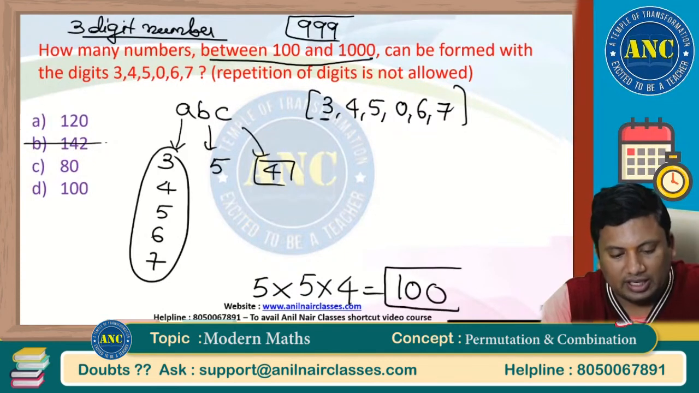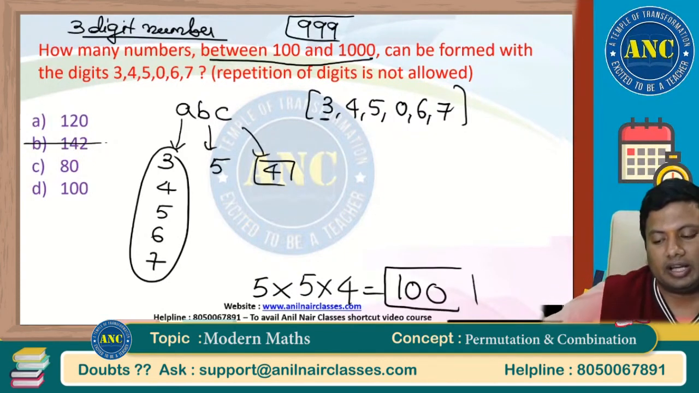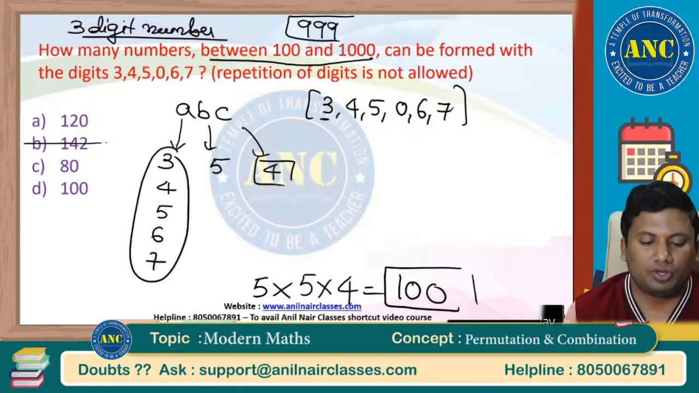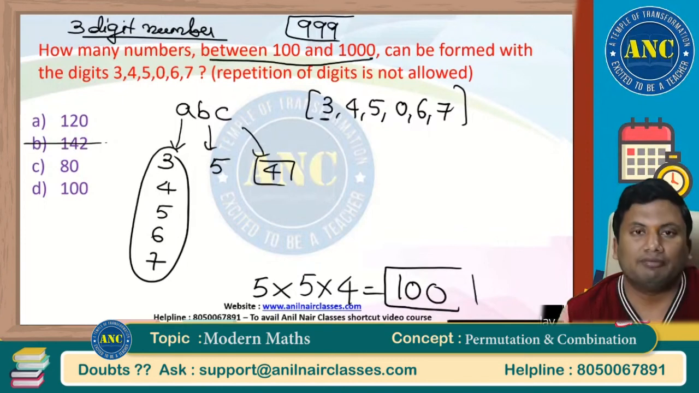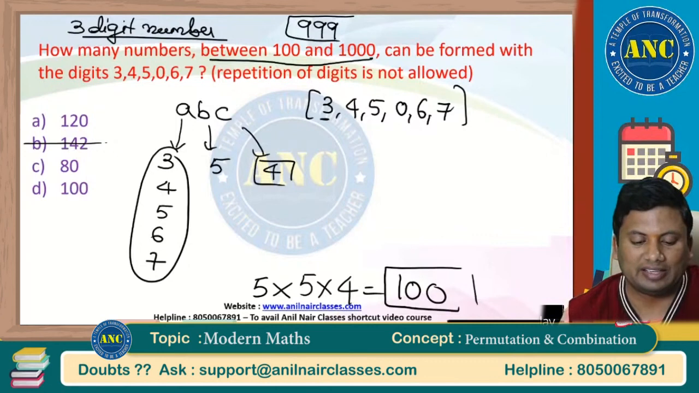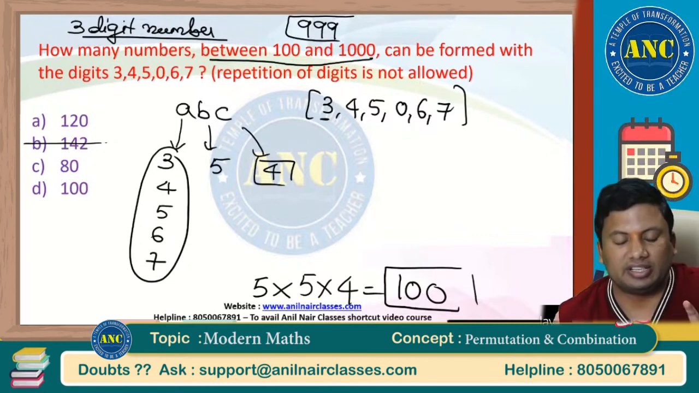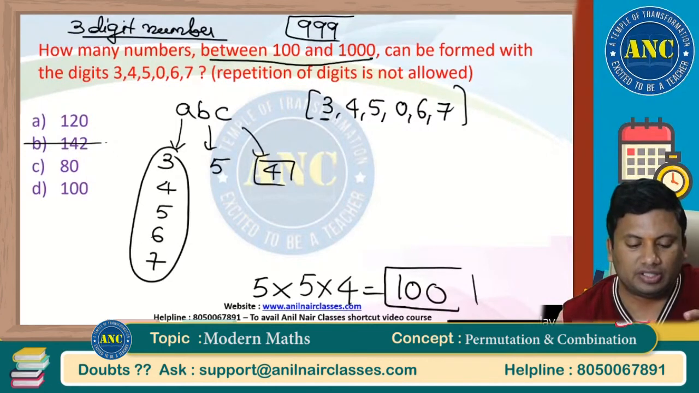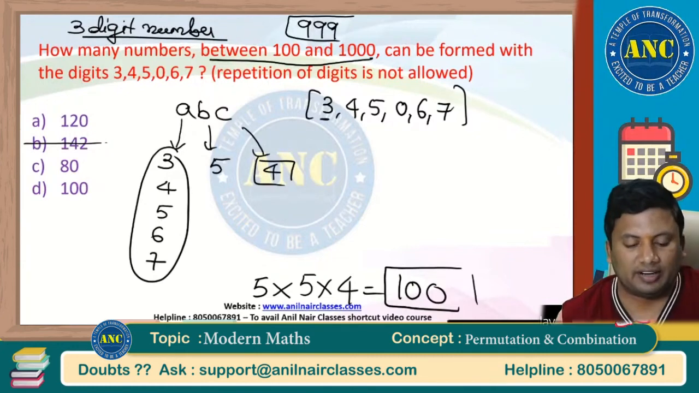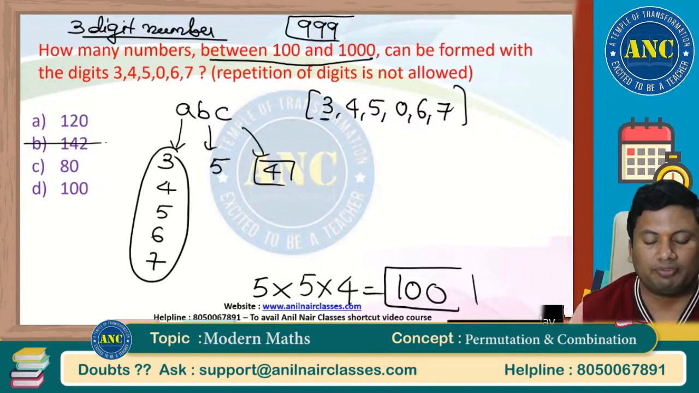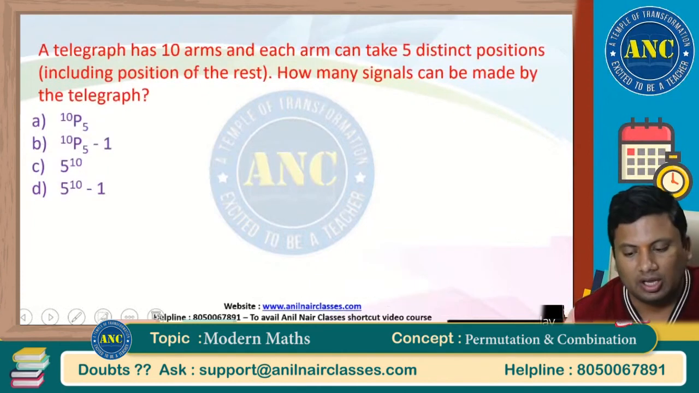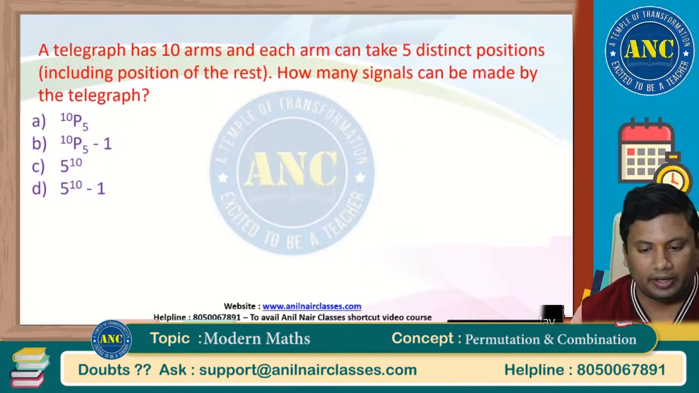So total answer is nothing but the numbers that can be formed using the digits 3, 4, 5, 0, 6, 7. Leftmost 0 cannot come. 3, 4, 5, 6, 7 can come, so 5 cases. Out of 6 digits, leftmost 1 digit is fixed. Remaining 5 digits can come. Out of 6 digits, 2 digits are fixed. Remaining 4 can come. So 5 into 5 into 4. Answer is nothing but 100. Easy question. Just we have to do it a little slowly.